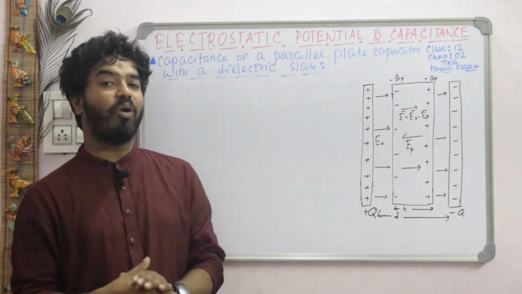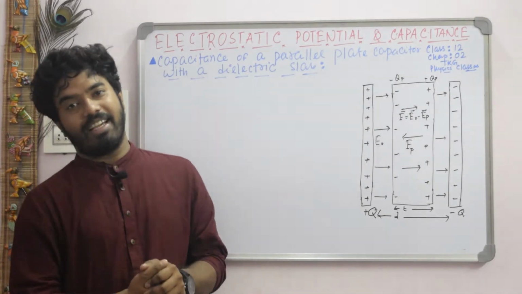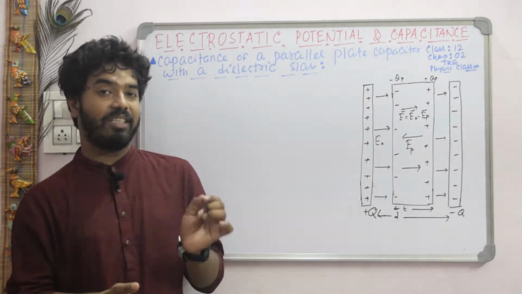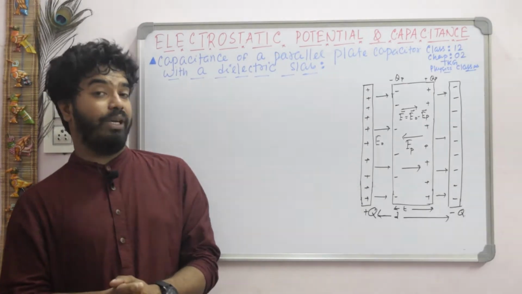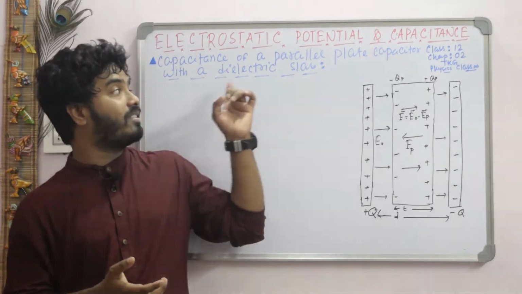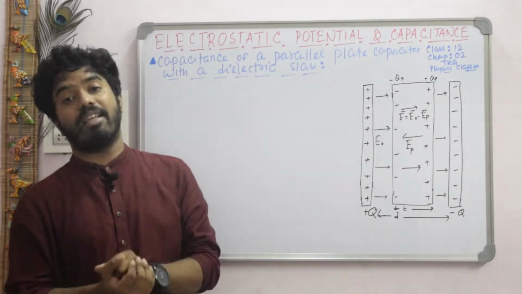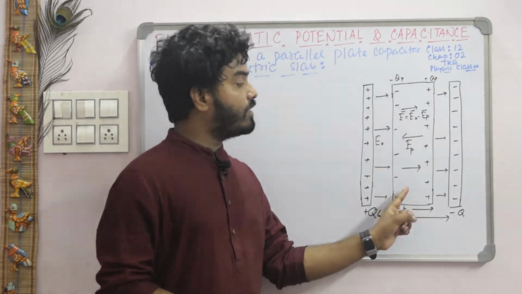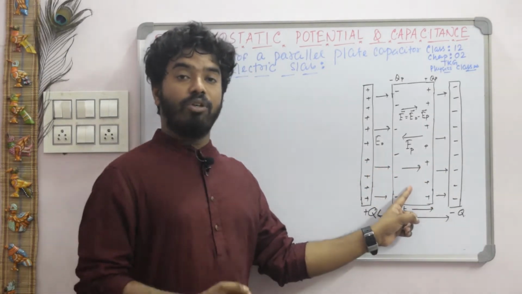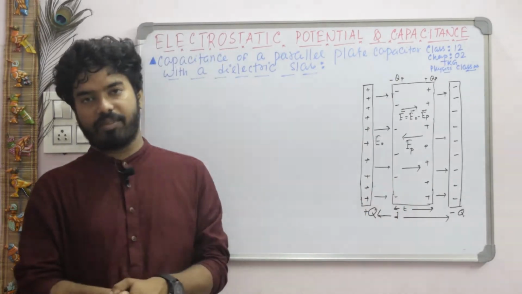So students, we already derived the capacitance for a parallel plate capacitor, and the expression, as all of you know, is C equal to epsilon naught A divided by D. Today our topic is the capacitance of a parallel plate capacitor with a dielectric slab in between the plates. So what will be the capacitance for this case? We will derive this in this class.